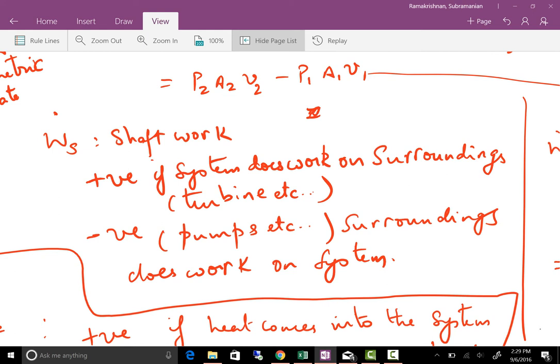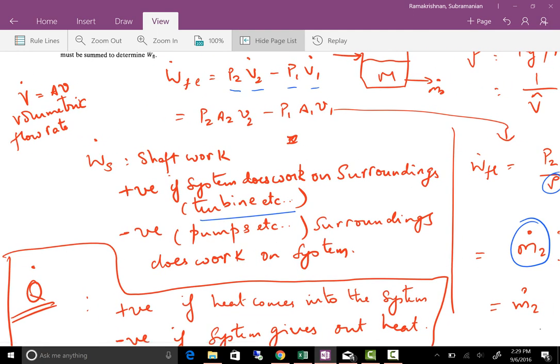Shaft work can be done by pumps, turbines, or you have a stirrer in a system. You pump in energy, right? So you want to stir the contents of your reactor. Shaft work is positive if the system does work on the surroundings, say, for example, if you have a turbine. And negative if the surroundings does work on the system: pumps, stirrers, and so on and so forth. You're going to encounter this quite a lot in a number of problems.